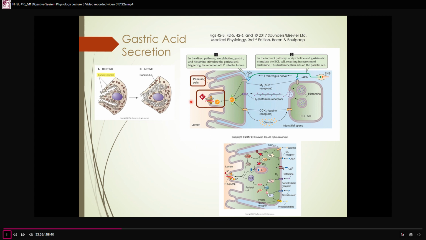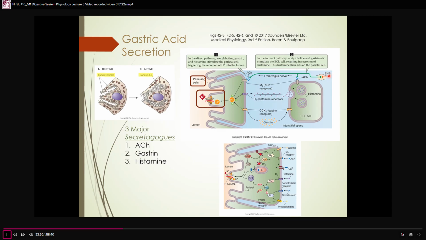So what is going to actually activate these cells and get them going? There are three main secretagogues that will activate those parietal cells, and a secretagogue is just simply some substance that will stimulate the production of whatever it is you're talking about. So the secretagogues that are going to turn on hydrochloric acid secretion are primarily going to be acetylcholine.